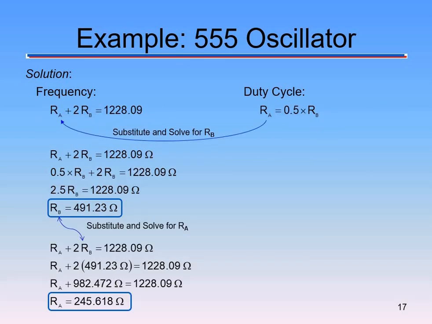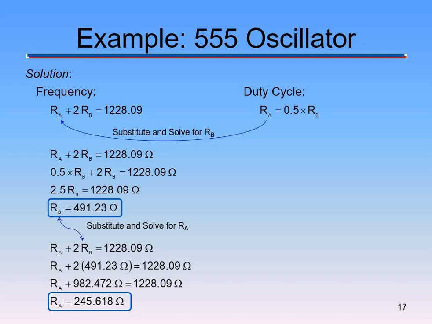Okay, so if we do that, this is just from the previous page here. We have RA equals 0.5 times RB. I'm going to substitute that in on the left and replace that RA with 0.5 RB. So we have 0.5 RB plus 2 RB equals 1228. We can solve that for RB now, just doing basic algebra. Now we get RB equal to 491.23.